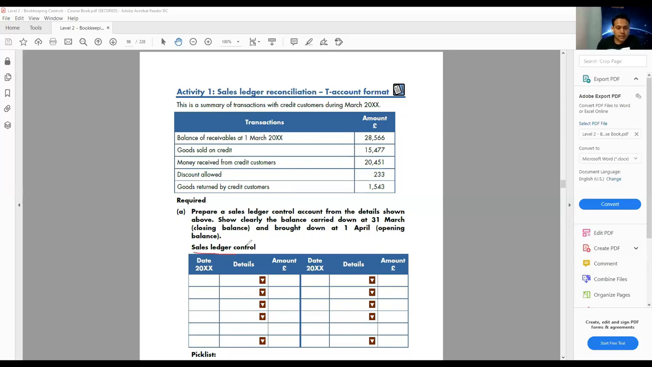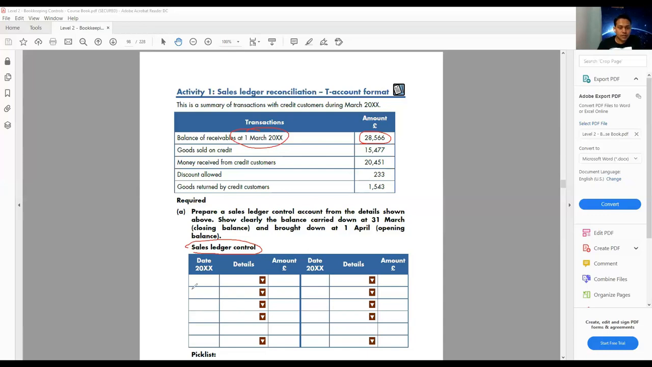Total balance, sales ledger. The first one is balance of receivables at 1st March, opening balance, 28,556. Which side am I writing, debit side or credit side? Sales ledger opening balance. I'm writing on the debit side because that's my credit customer, and they're my asset. Opening balance is on the debit side.